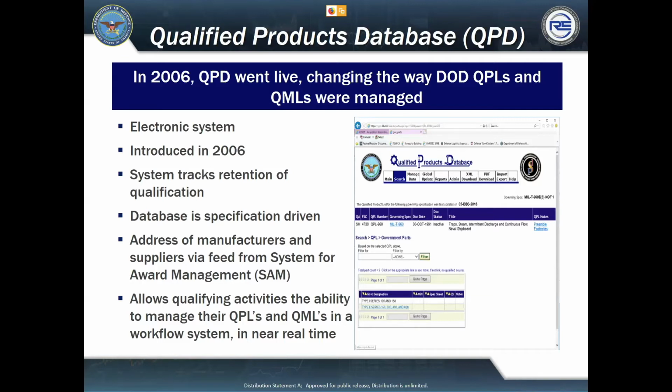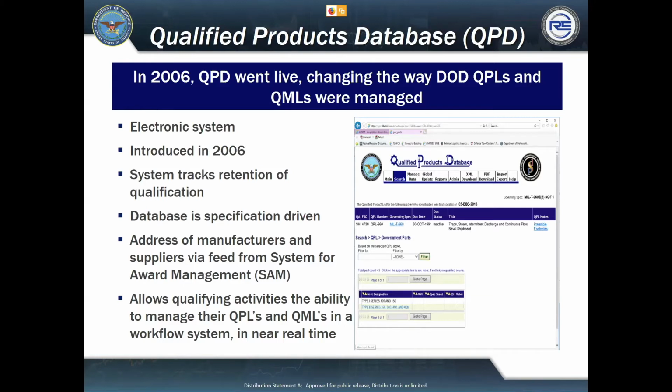We also wanted to allow for data to be brought in also to ease the burden off of the qualifying activities, and we did that by originally porting data from the Central Contractor Registry, which is a registry of the cage codes and the addresses of manufacturers that do business with the government.